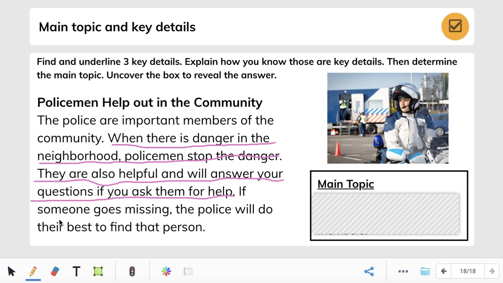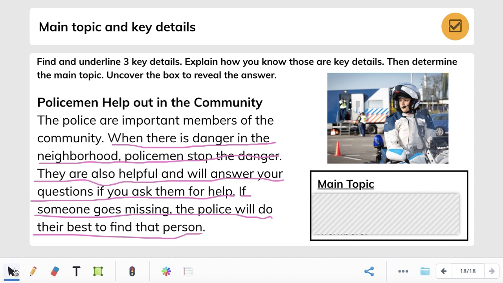My turn. If someone goes missing, the police will do their best to find that person. Your turn. If someone goes missing, the police will do their best to find that person. So that is also a key detail because that's telling us about if someone goes missing, the police are going to try to find them.